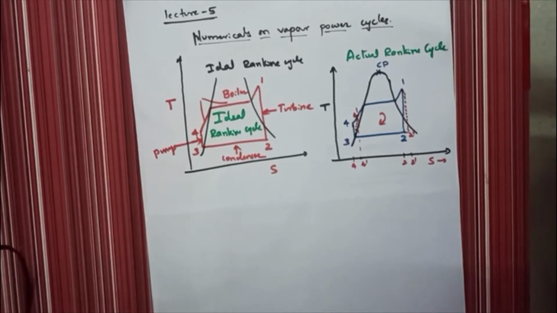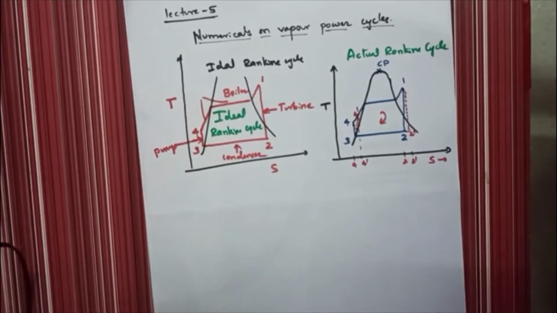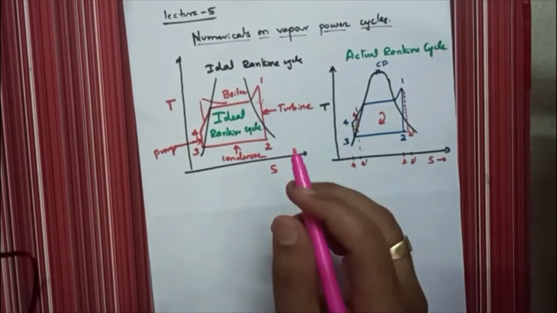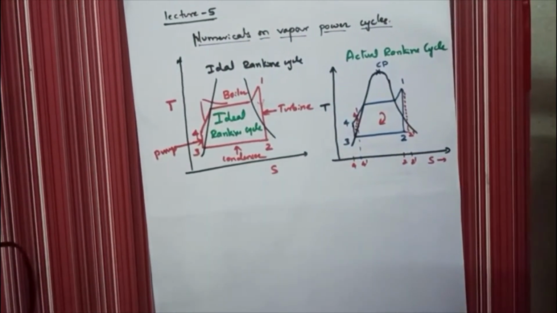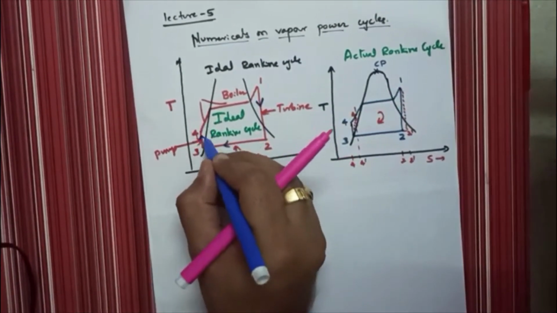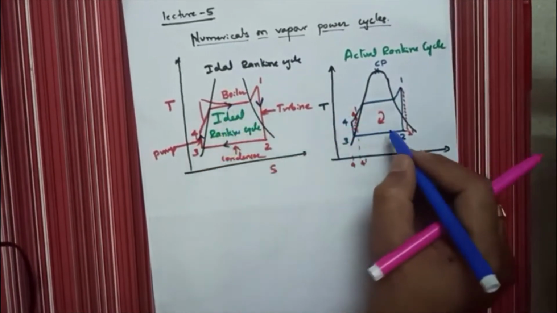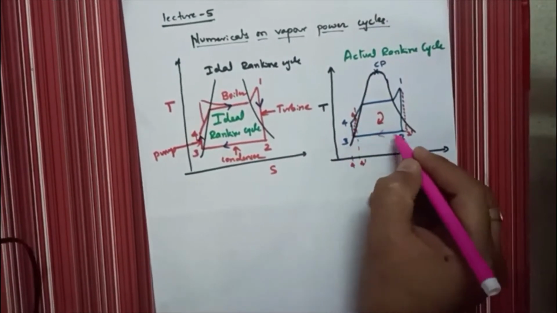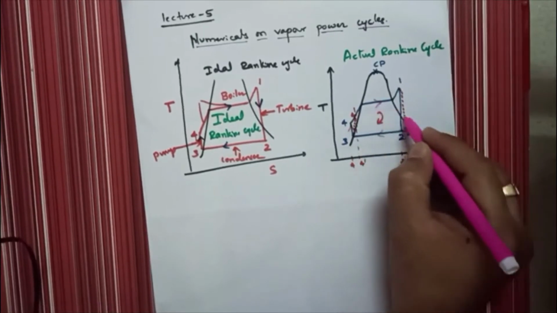So now coming to the next point, here I have not represented the direction. The direction of the process is 1 to 2 and 2 to 3, 3 to 4, 4 to 1. Similarly here the direction of the process is 2 to 3. This is the direction.